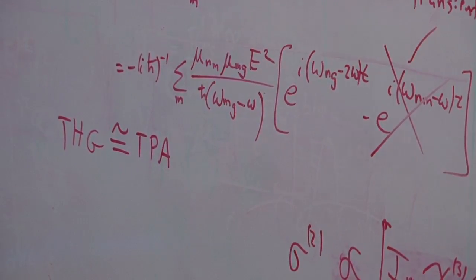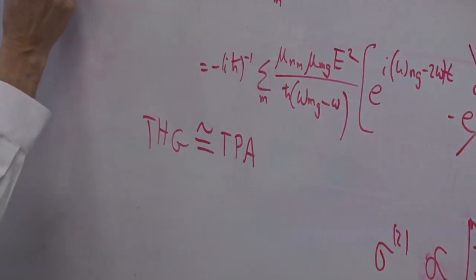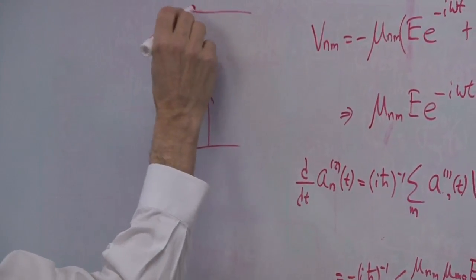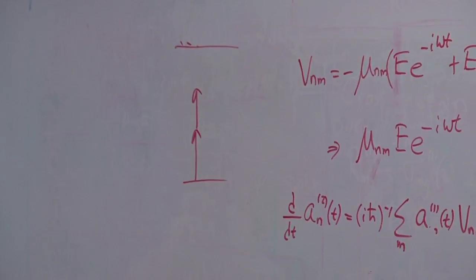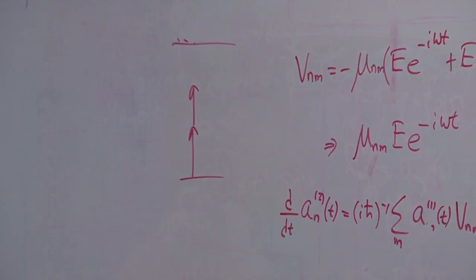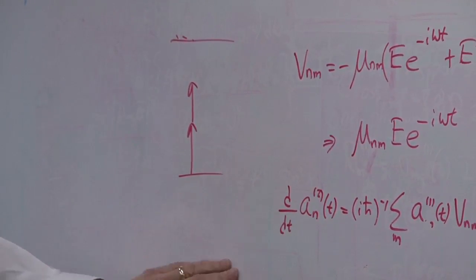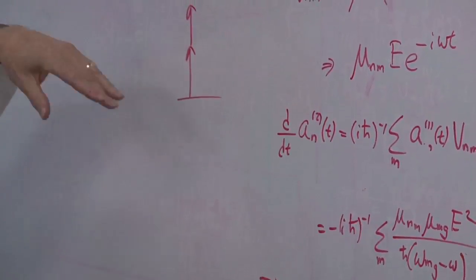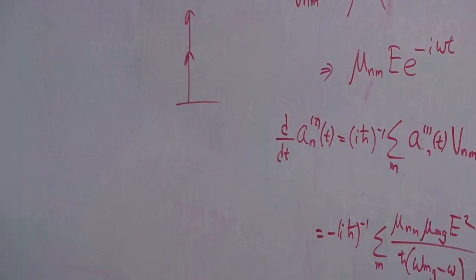But of course, there's a very easy way to avoid two-photon absorption, and that is to make sure that you're very much detuned from resonance. But they're the same order of perturbation theory, but they have very, very different frequency dependence.